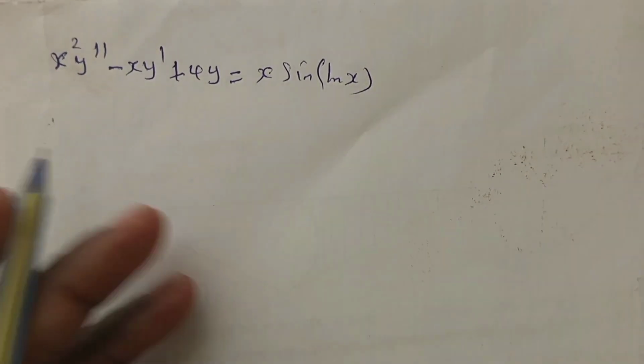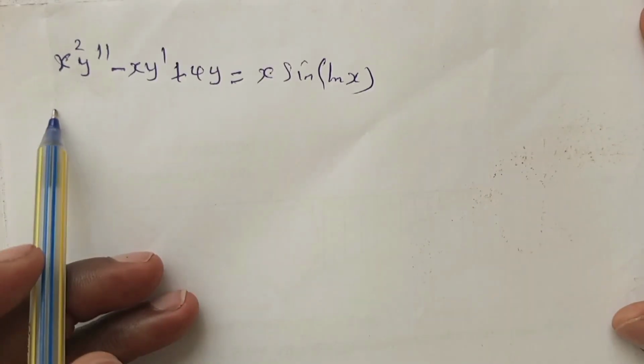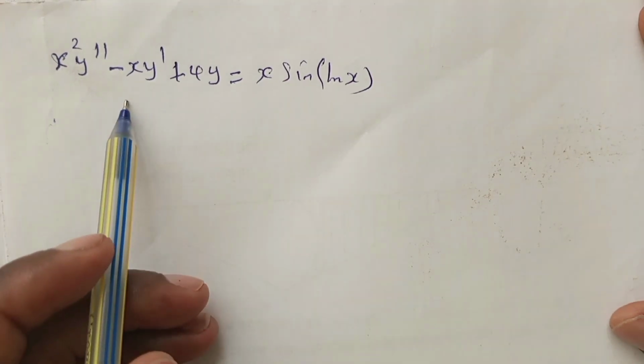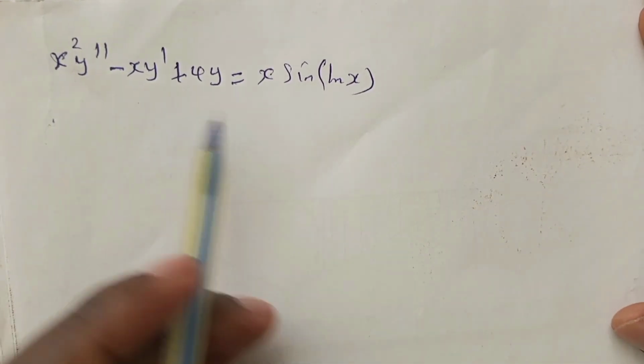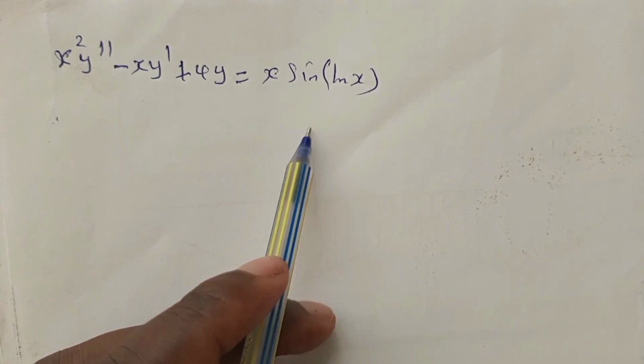We are looking at the non-homogeneous part, and today we are considering the second order whereby the coefficients are variable. So welcome and let us learn together. We are given this ODE: x squared y double prime minus xy prime plus 4y is equal to x sine of natural logarithm of x.